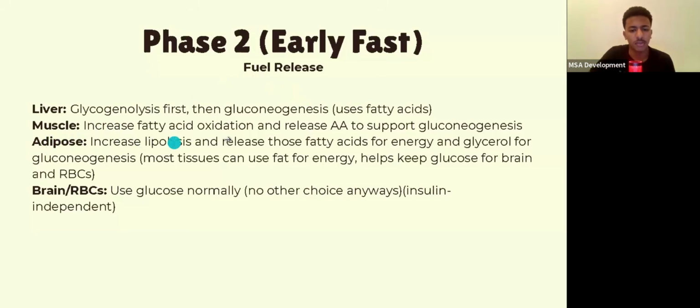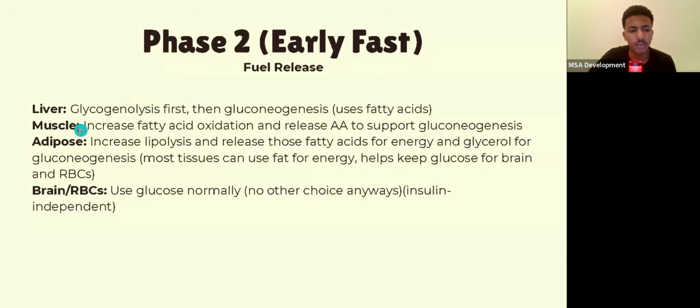And then for stage two, the muscles increase fatty acid oxidation. This is the first part. They increase fatty acid oxidation, so they're not using glucose anymore. They use fatty acids, and they release amino acids to support gluconeogenesis. So now, as you can see, all of the organs are thinking of the body tissues, which cannot use anything else but glucose. And they're shifting their fuels from glucose to fatty acids, and they leave the glucose to the others.